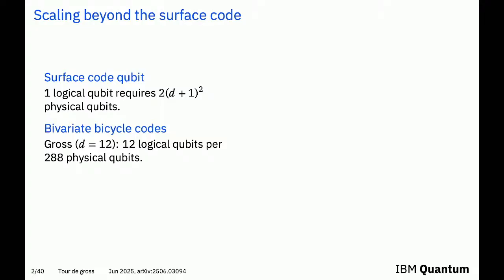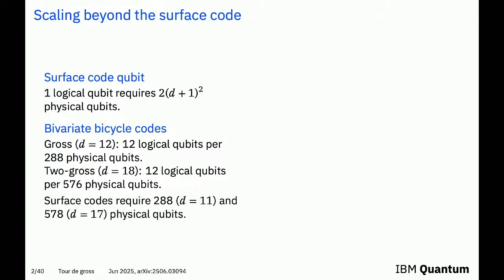Maybe a year ago, or was it 2 years ago, the IBM team introduced these bivariate bicycle codes. In particular, we're interested in the gross and 2 gross codes, which have a distance of 12 and 18, respectively. The gross code has a distance of 12, and it encodes 12 logical qubits at the cost of 288 physical qubits. The 2 gross code has a distance of 18, and it also encodes 12 logical qubits, but requires double the physical qubits, 576.